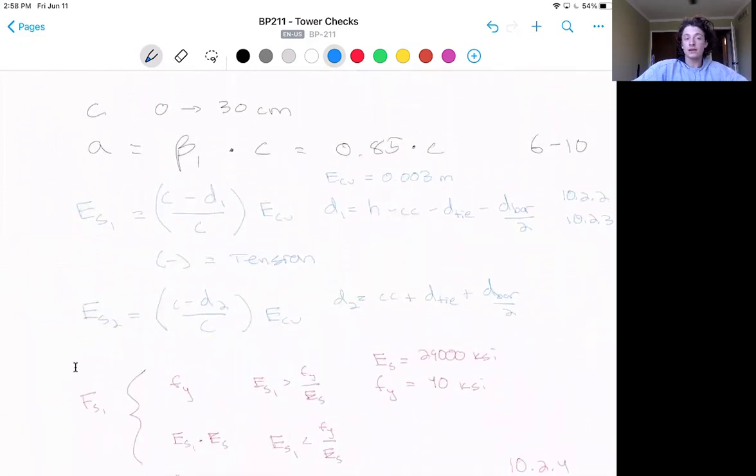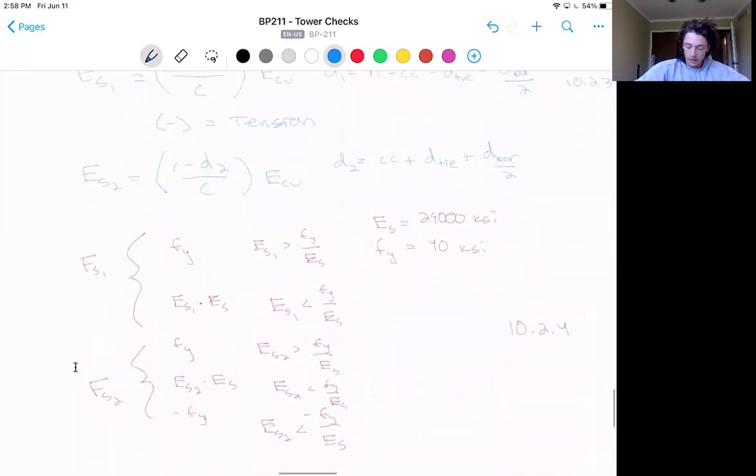Now, things get a little more complicated. FS1 is the bottom steel stress, which depends on the strain. If ES1 is greater than the yield stress of steel, 40 KSI, over the elastic modulus of steel, 29,000 KSI, which is the maximum strain or the yield strain, we will take it as the limit stress of 40. If it is less, we will take it as ES1 multiplied by the elastic modulus, or whatever the calculated stress is under that strain condition.